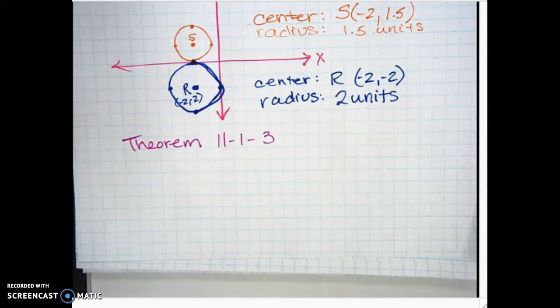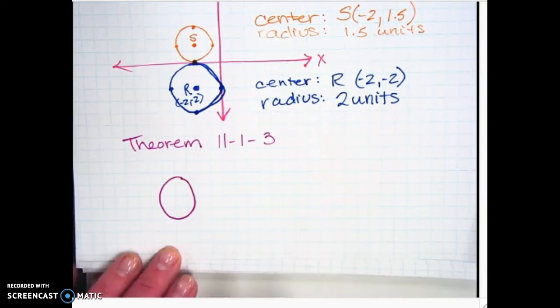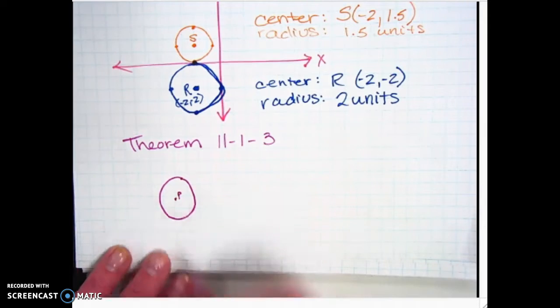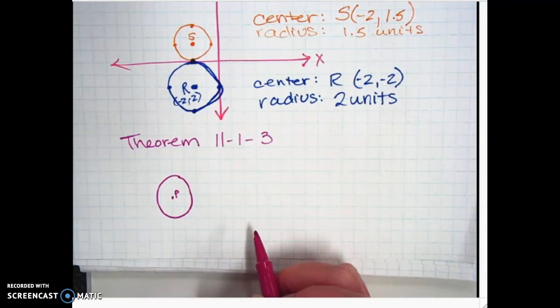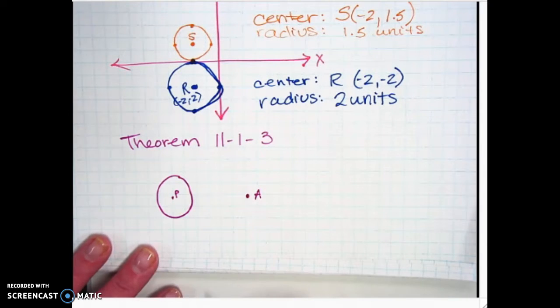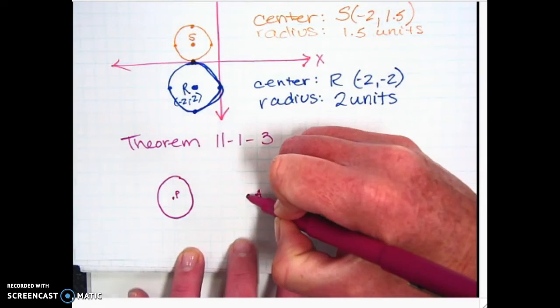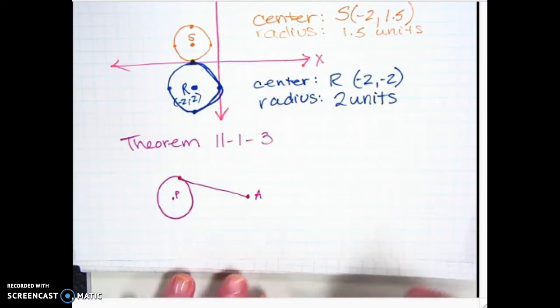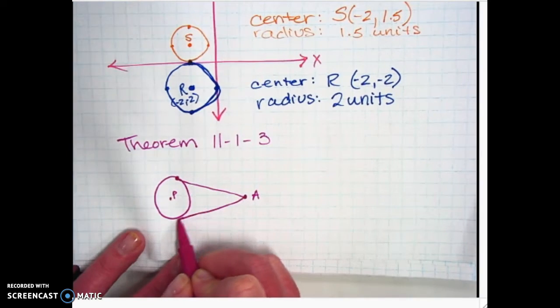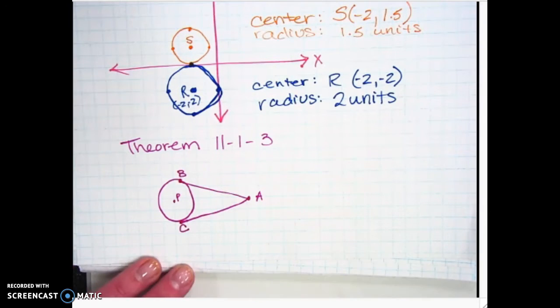If 2 segments are tangent to a circle from the same external point, then the segments are congruent. Okay? This is what our theorem says. So we're going to have a circle. We'll call it circle P. But we're going to have a point outside that circle. We'll call it A. And from that point, it's going to connect to the circle here, just where it touches it in one spot, and down here where it touches it in one spot. We'll call these points B and C.